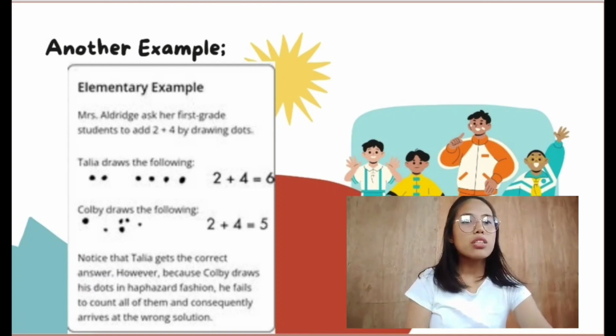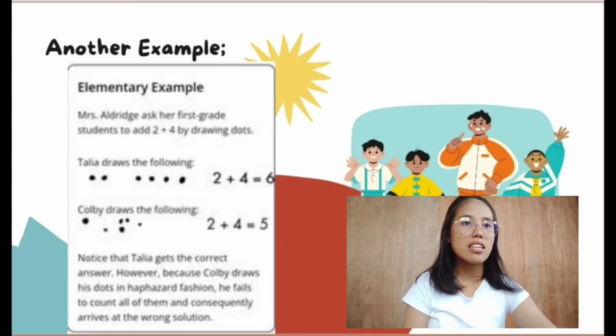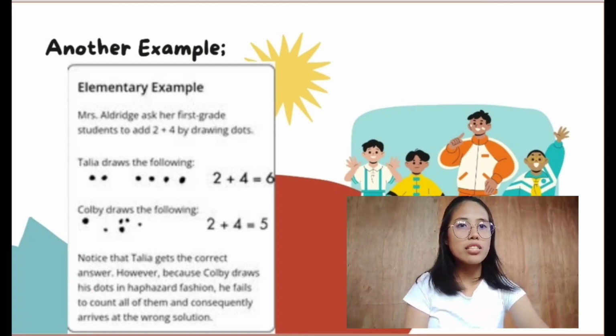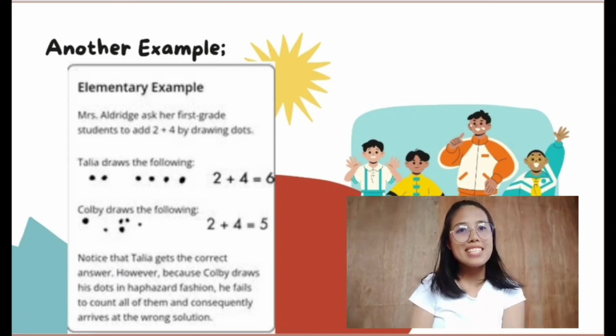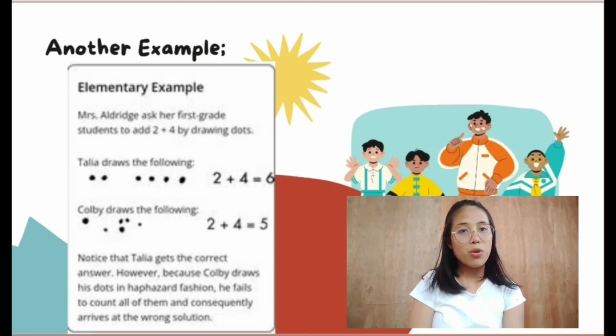So here, Talia draws the following. Talia drew 2 dots and also 4 dots. So 2 dots plus 4 dots would be 6, equals 6. So with the help of dots, it is faster. We are faster to learn, especially in math.